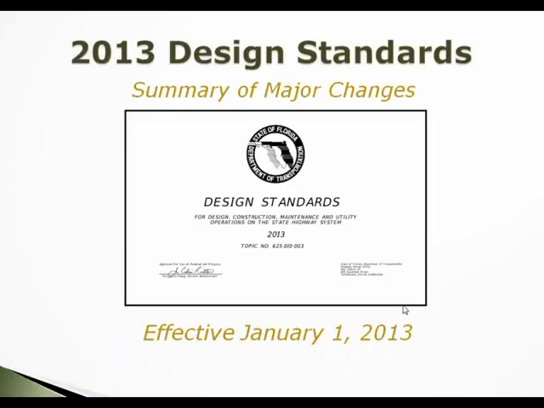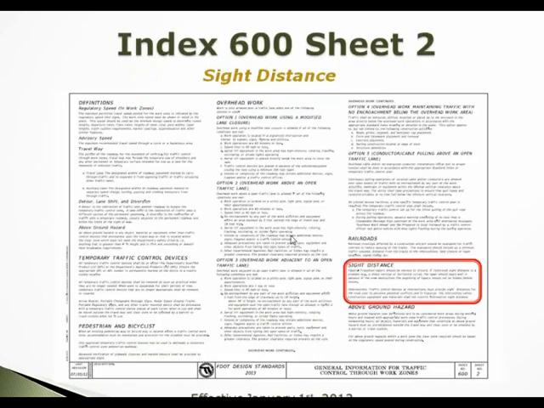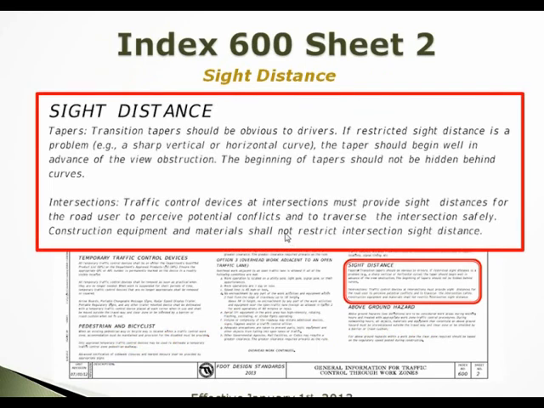We're going to be talking about the changes that are going to be effective January 1st, 2013. The first change is I did add a note about the side distance within the construction zone. If we look at the note, you cannot restrict the side distance within the intersection. Apparently, we do have an issue with the contractor placing the equipment and stockpiled materials close to the intersection, and we had to add that note in there to make sure that they're not going to do it.